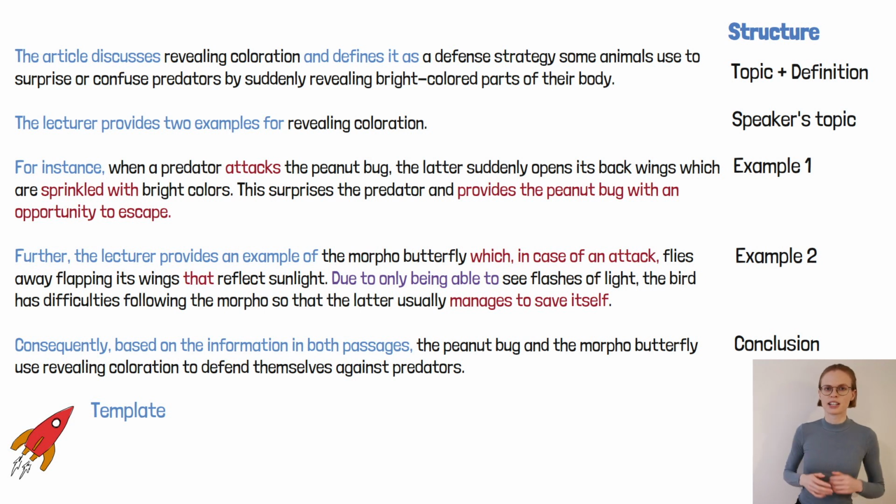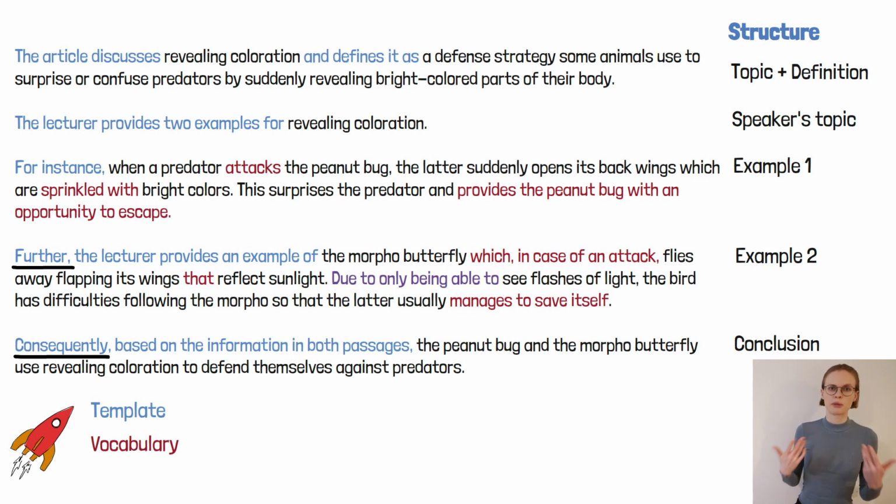Finally, let's have a closer look at the vocabulary I used. First, let's start with linking words. I used different linking words in my answer, such as "further" or "consequently." Also, I paraphrased the information given in both passages because I wanted to show TOEFL that I have a broad range of vocabulary. Of course, I only paraphrased information where this was possible. So let's have a look at how I did that.